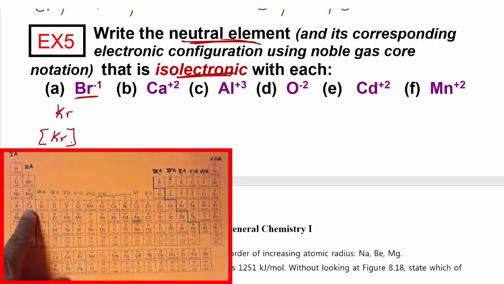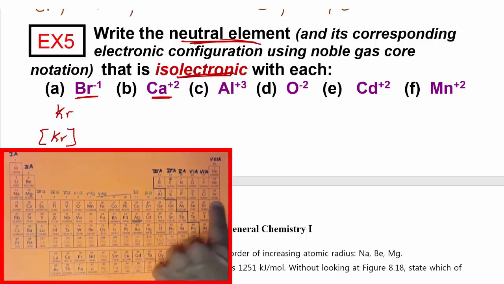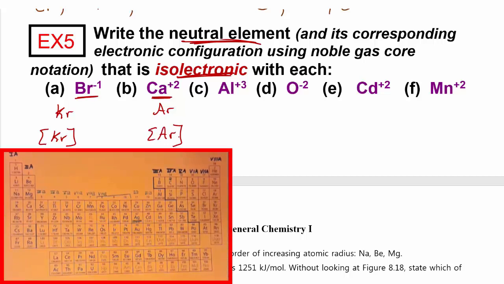Calcium. Here's calcium. It's calcium ion. You have to lose 2 electrons. You get 18. It's argon. Noble gas core notation, argon. So try these. See if you get the same answers as me.